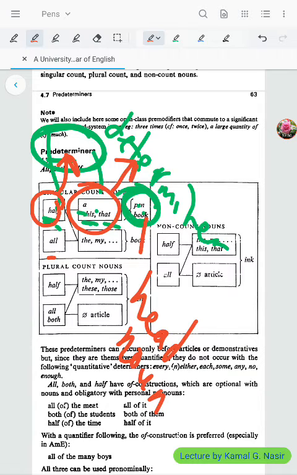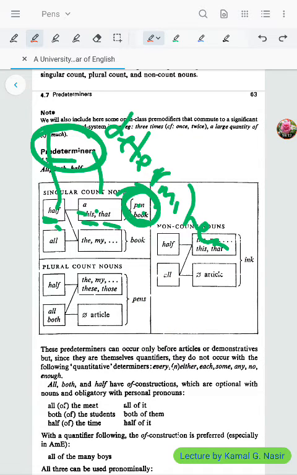All the book, all my book. Good. All is the predeterminer. The and my we consider determiners, and book is the head noun. Okay.